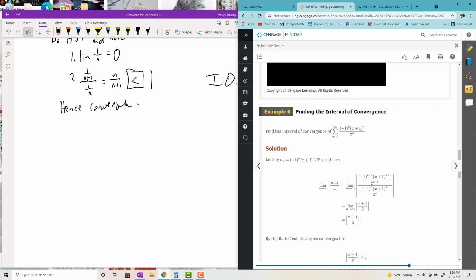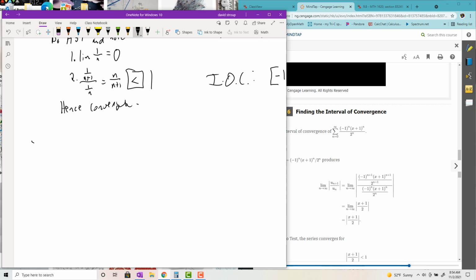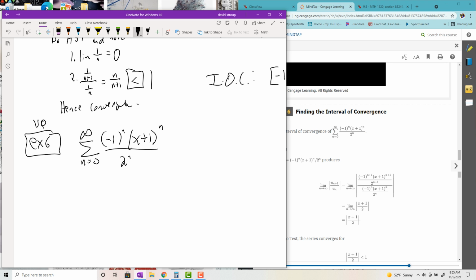Okay, let's look at another one. So we have now example 6 from the book. We have the series n equals 0 to infinity of -1 to the n times x plus 1 to the n all over 2 to the n. Let's make this the video quiz for the day. Let me mark that in my notes. This is the fourth video quiz, and video quiz set number 7. So this is section 9.8, and we're going to do example 6 for the video quiz.